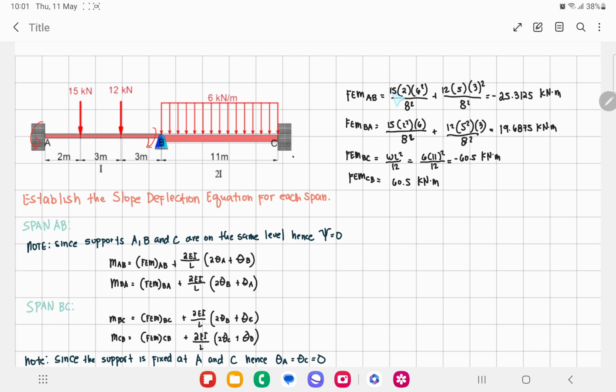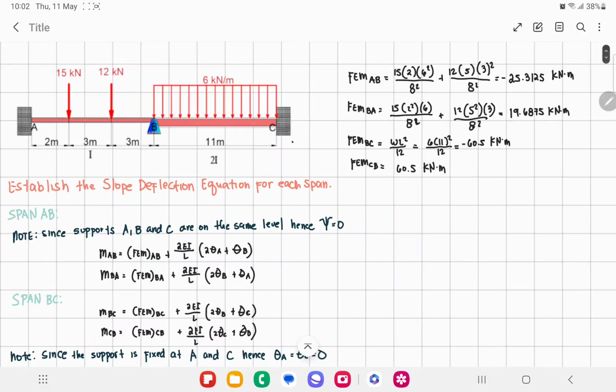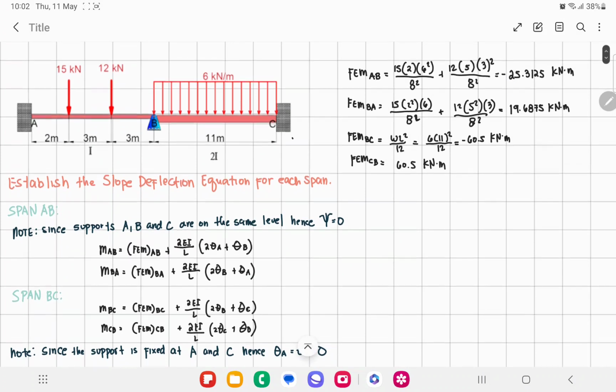So, Pab squared over L squared lang yan. Okay, we have the concentrated load 15, the a distance from the left support, which is 2, and then the b distance 6 squared all over 8 squared, plus yung second na concentrated load which is 12 kilonewtons times yung a distance which is 5, and then yung b distance which is 3, and then squared over the total length which is 8. Okay, and we will arrive with this answer.